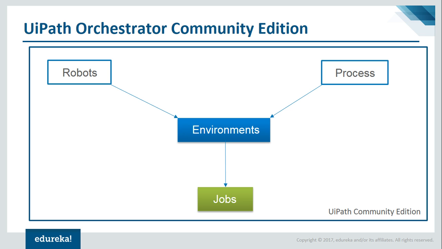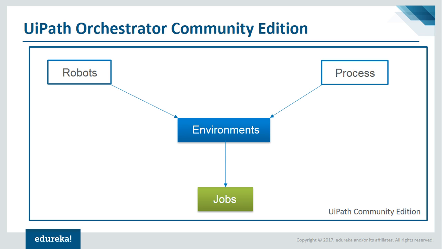Now the next thing that you will be doing is inside that environment, you will be putting the project that you want to run. That project in UiPath Orchestrator is known as a process. So you'll be putting that project inside that environment, and then the robot is able to see that project, right? And it is inside the environment.